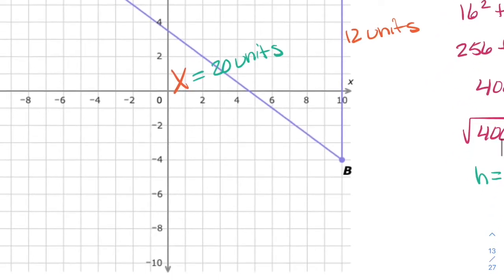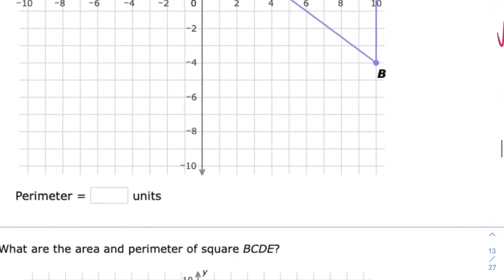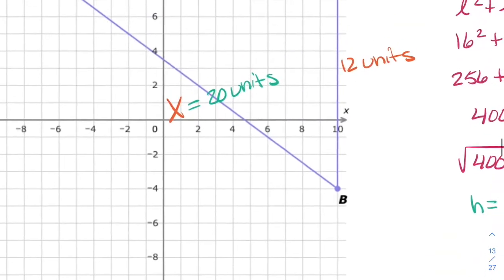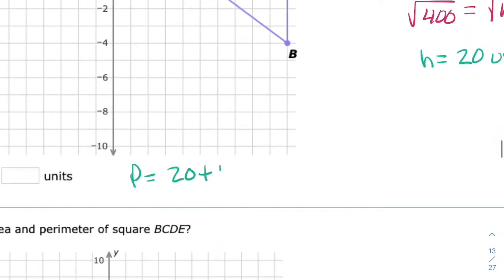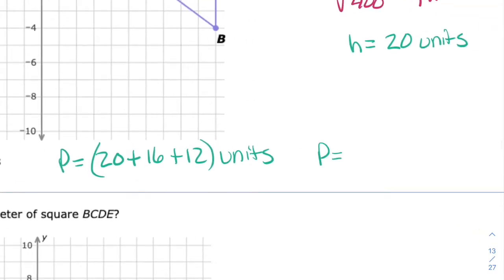So remember, it's on a diagonal, so I had to do that work. So perimeter equals 20 plus 16 plus 12 units. So 20 plus 16 plus 12 is 48 units.